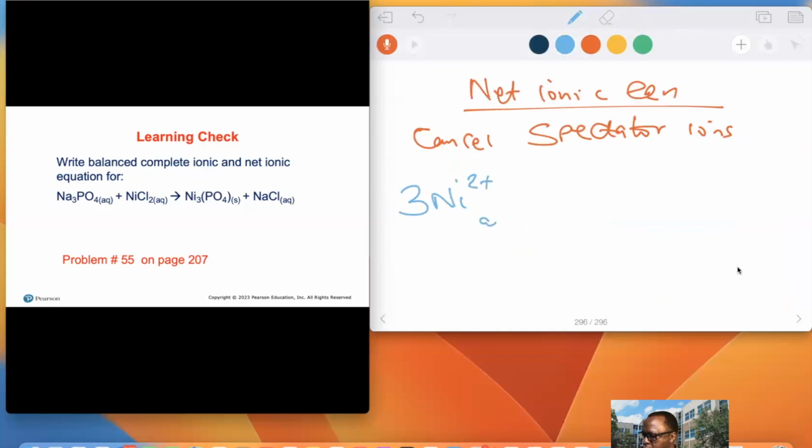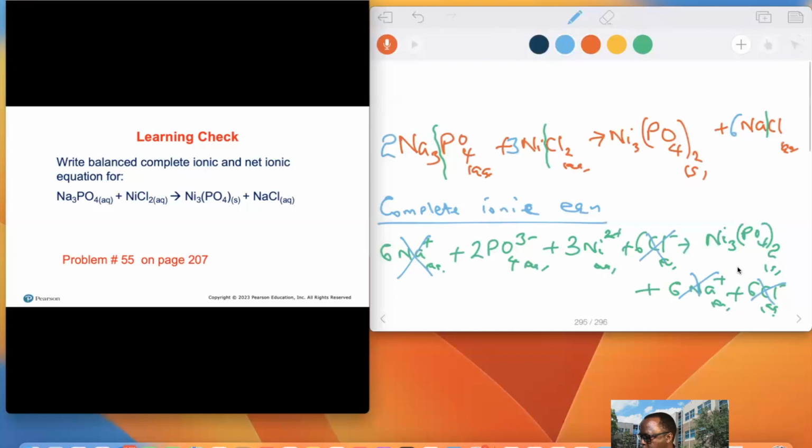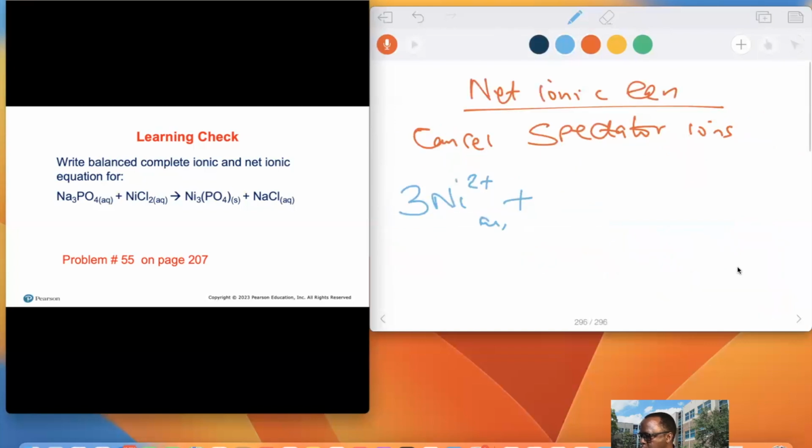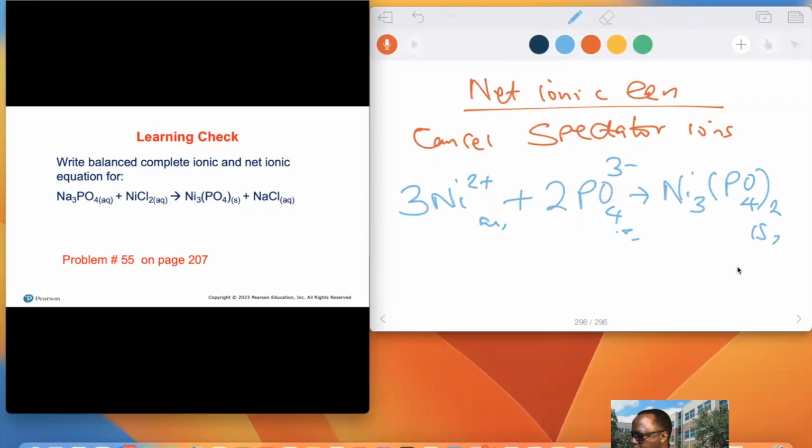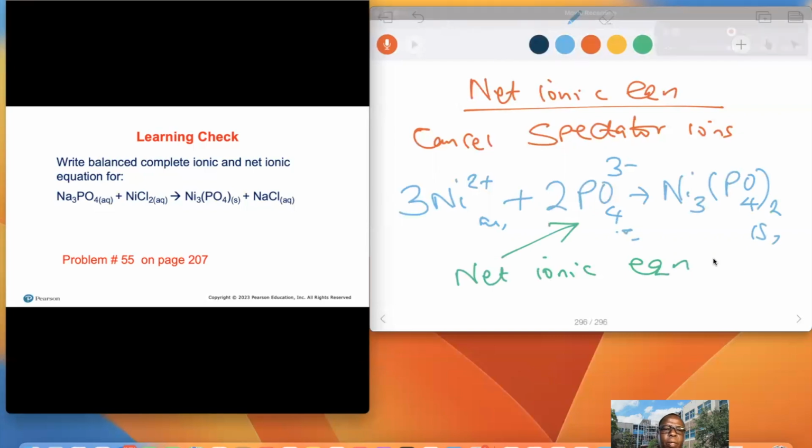2 positive aqueous plus 2 phosphate, and then a charge of -3, so aqueous. We have nickel 3, nickel 2 phosphate, by the way, this is 2 and it's solid. So what I have here is the net ionic equation. We call that net ionic equation.